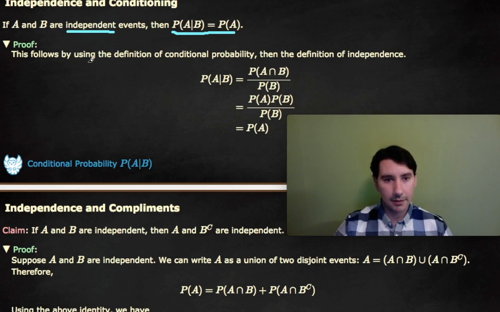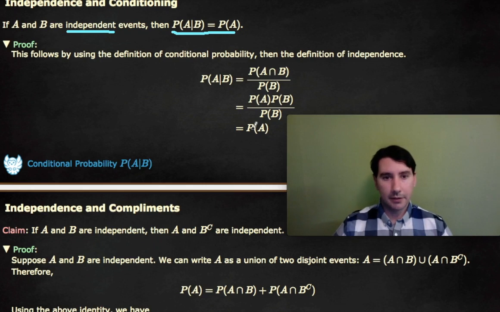You can show this by the definition also. So the probability of A given B is the probability of A intersect B divided by the probability of B. Then, using the definition of independence, the probability of A intersect B is the probability of A times the probability of B. And that allows you to cancel the two probabilities of B, which gives you the probability of A.